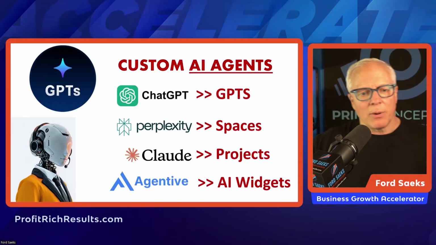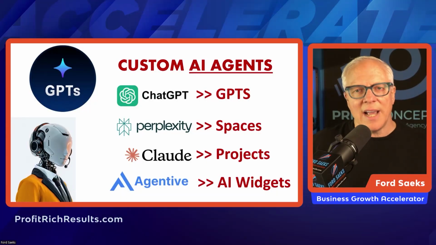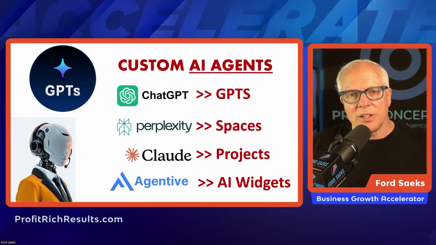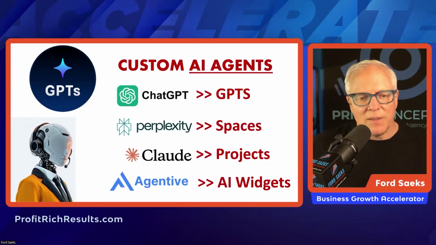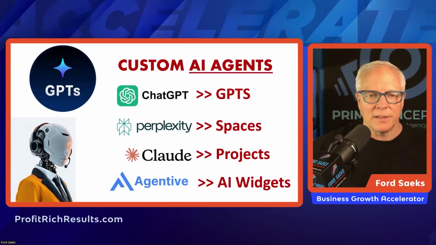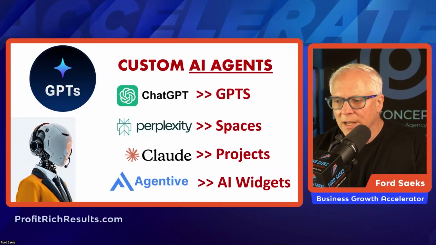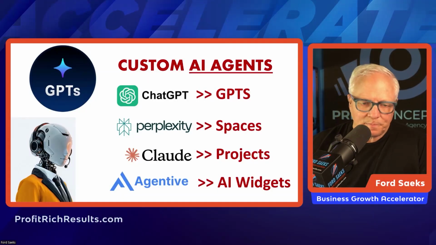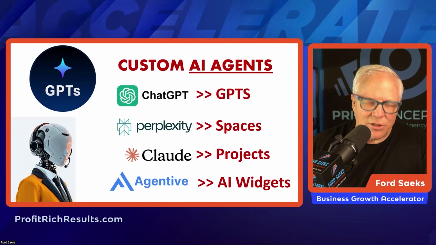So that's GPT. Perplexity has spaces. Claude has projects. And then I want you to make a note on Agentive, which is agentivehub.com. I'll have another slide here coming up. I'll explain that in a little bit more detail. But agentivehub.com allows you to create an agent that you then can deploy.